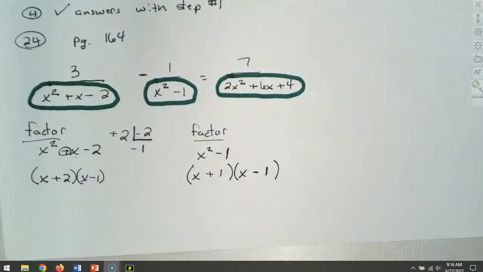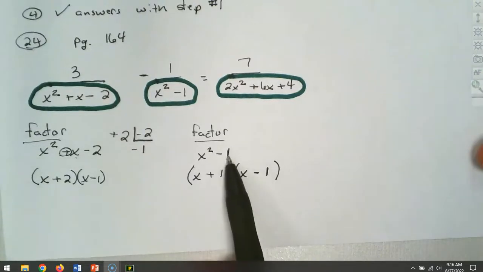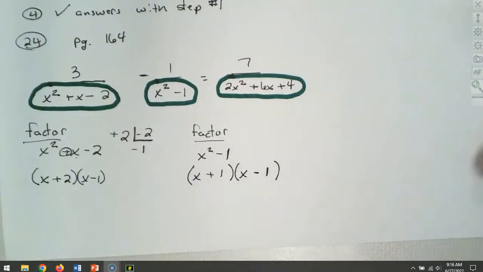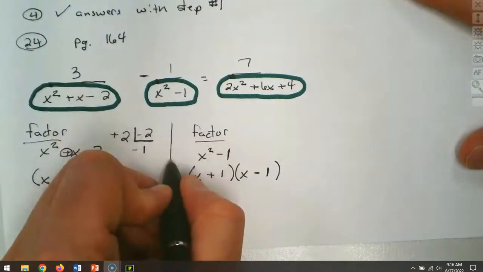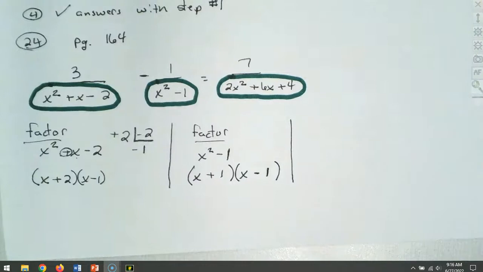If this had been a 4, then it would be x plus 2, x minus 2, because if this was a 4, that would be a perfect square of 2. But this is a 1. 1 is a perfect square of 1. So we factor that one. And then we can't get rid of the 2. We have to actually factor it out.